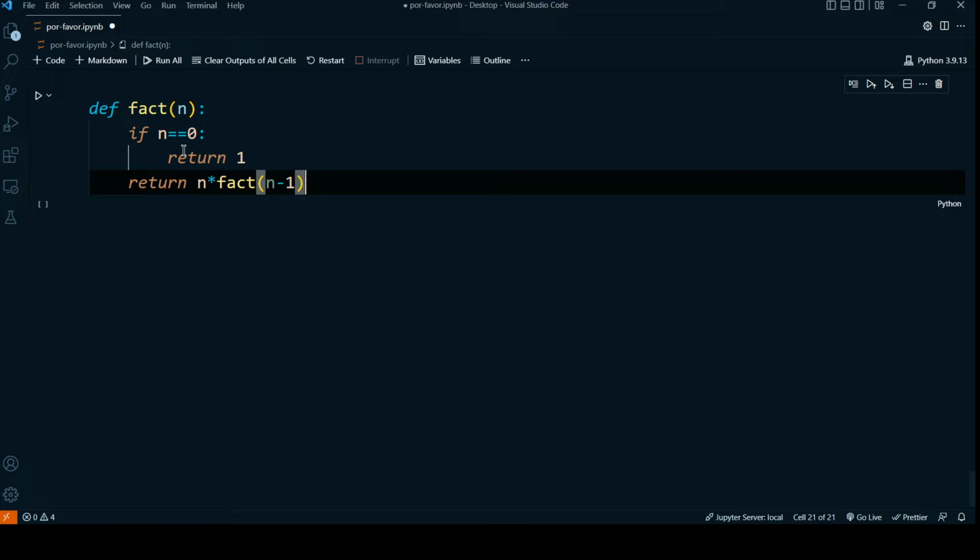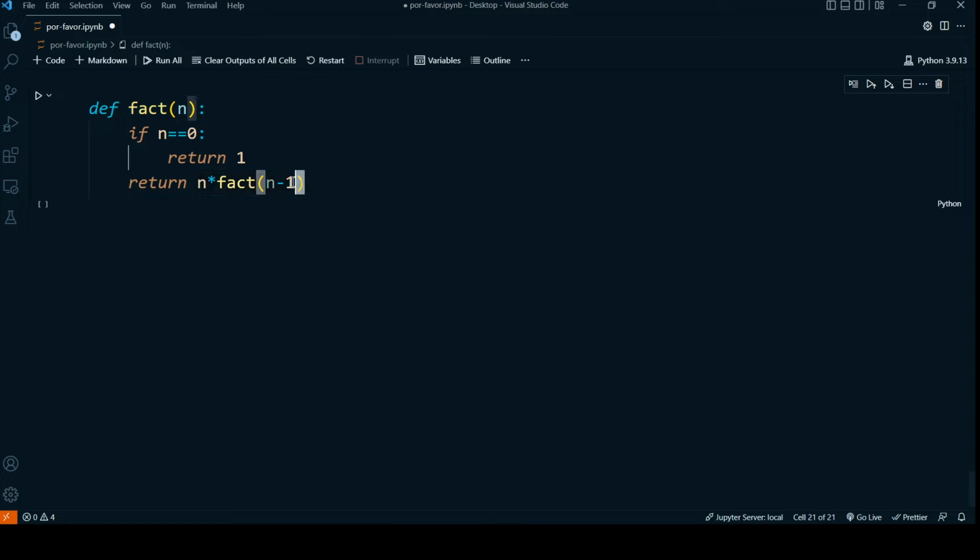I am calling this factorial, and I am passing this number. So I said there are three parts to this recursion problem. Base case. It is when n is equal to 0. So what we are doing, we are returning 1 whenever n is equal to 0. And the second part is the recursive call.